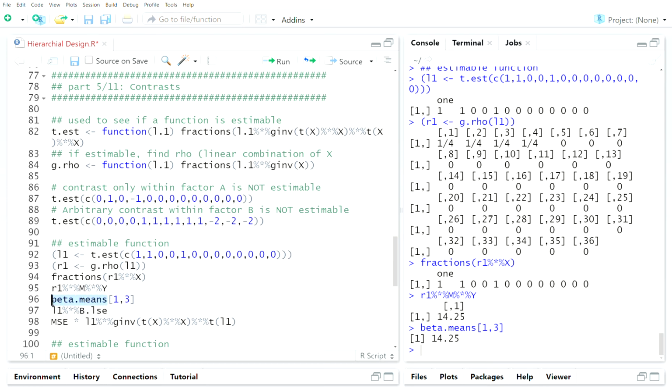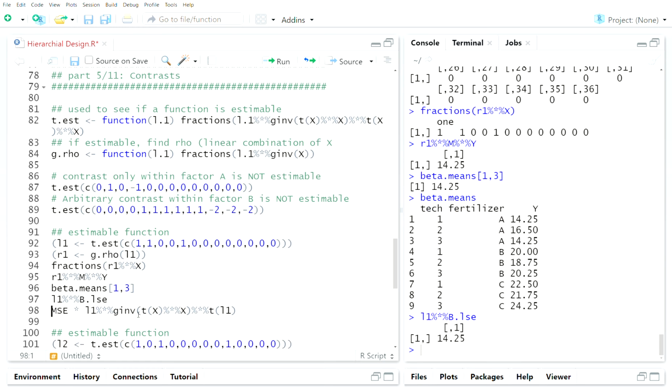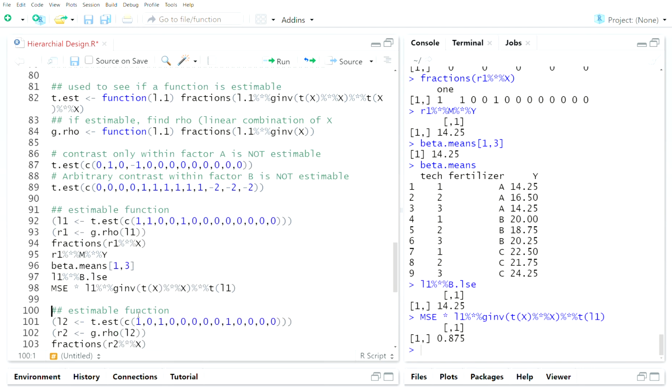If we look at beta means, and remember earlier in the program we calculated the means for each of those betas, for each technician, and we want that third one, and that's what this represents, and it's 14.25. Or we could just take a linear combination of that least squares estimate for beta that we calculated earlier, and we get 14.25. And as we should, these are all the same. And the variance associated with that estimable function is 0.875.